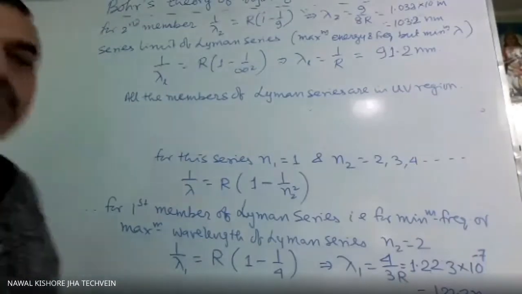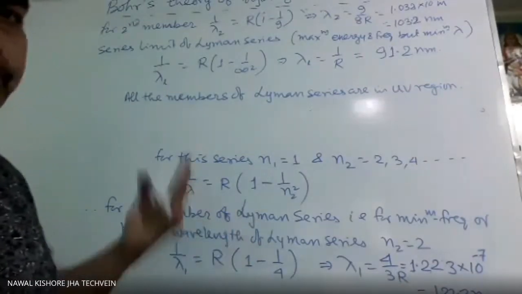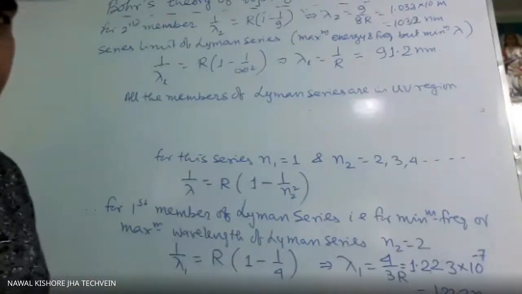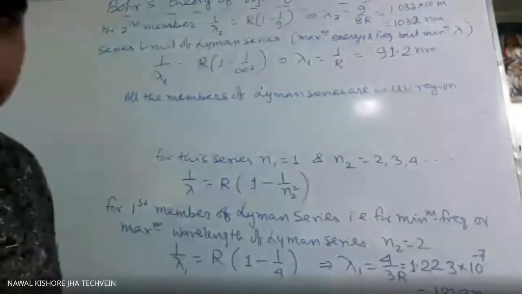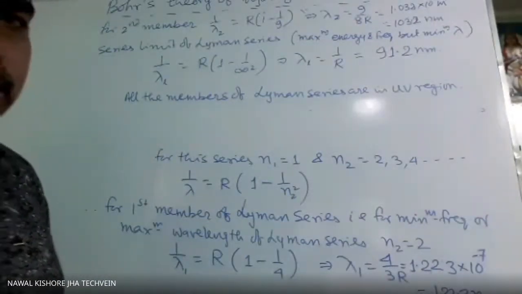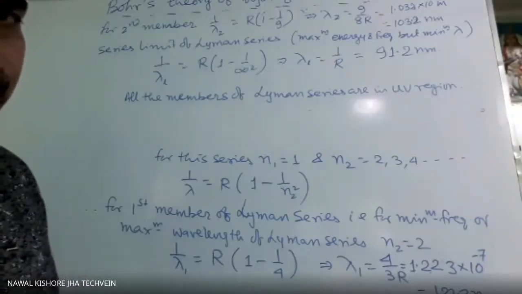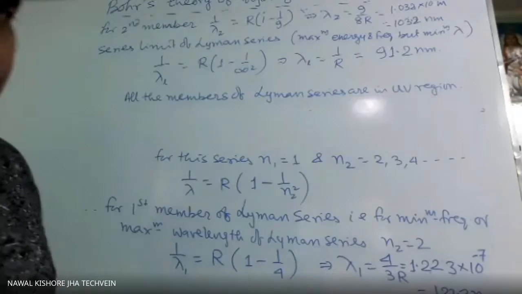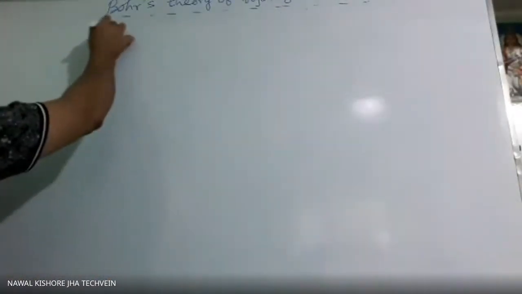Now what is the next possibility? The electron may either jump from a higher orbit to the second orbit, or it may go from the second orbit to any other higher orbit. The series corresponding to this transition we call the Balmer series. So the second member is the Balmer series.